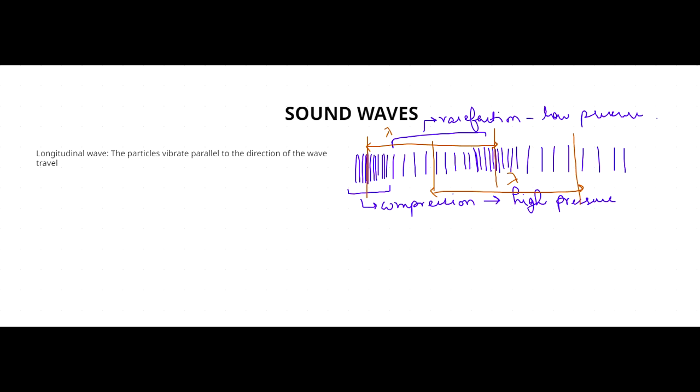The first property that we are going to talk about is reflection. You have already studied reflection. You know what it is. Reflection is when a wave hits any reflective surface and it bounces back. The angle of incidence is always going to be equal to the angle of reflection.